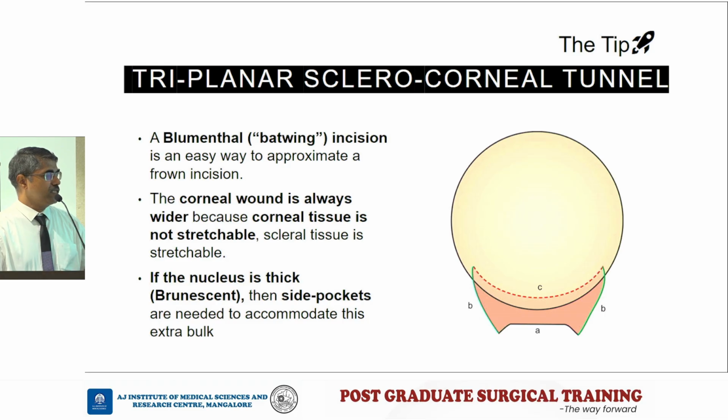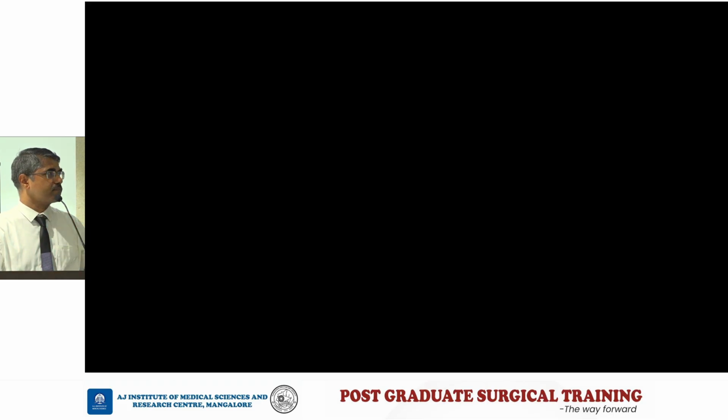So the corneal wound is, you initially make the straight incision close to the limbus, as close as you want, and then the two oblique cuts. So then you're able to control the distance of the incision. And to note that the inner wound has to be wider than the external wound. Why does it have to be wider? Because the cornea is a non-stretchable tissue, whereas the sclera is a stretchable tissue. If the nucleus is brunescent, you make side pockets. Otherwise, you don't need to make side pockets because there's extra bulk in a brunescent nucleus.